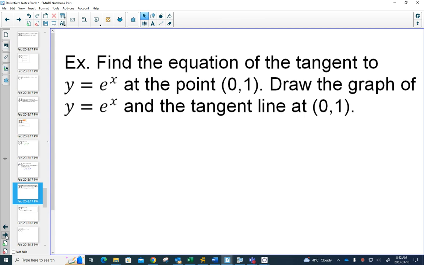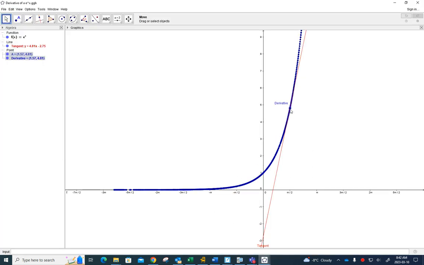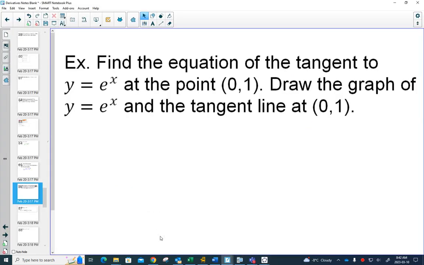So this question right here says, find the equation of the tangent to y equals e to the x at (0, 1). So if we go back to the diagram that we had up before, when I bring it right to (0, 1), what we're trying to find is the equation of that red line. Equations of lines are y equals mx plus b. To find an equation of a line, you always need two things. You need a point, which we have, (0, 1), and you need the slope.